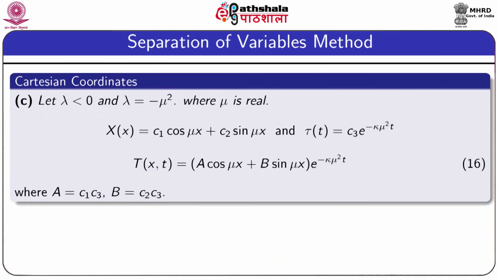Now, the last case, when lambda is less than 0. So, lambda can be written as minus mu square, where mu is a real constant. So, capital X becomes C1 cos mu x plus C2 sin mu x, and tau is equal to C3 e to the power minus kappa mu square t. So, the solution for this case can be written as T is equal to, which is given in this slide. Here we also modified the constants C1, C2, C3 in this way: capital A is C1 C3 and capital B is C2 C3.